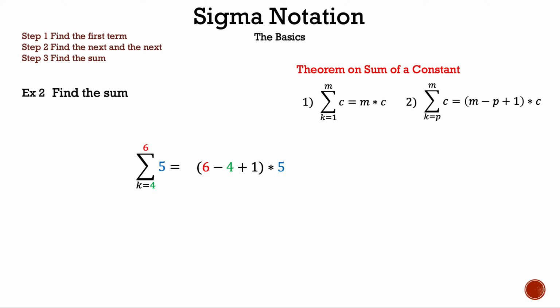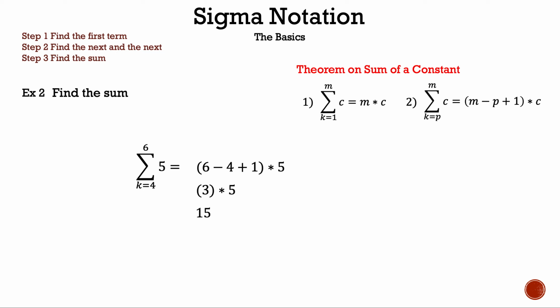Let's substitute 6 for m, 4 for p, and 5 for c. So we have the quantity of 6 minus 4 plus 1 times 5. And 6 minus 4 plus 1 is 3. And 3 times 5 is 15. That is the first way to find the sum.